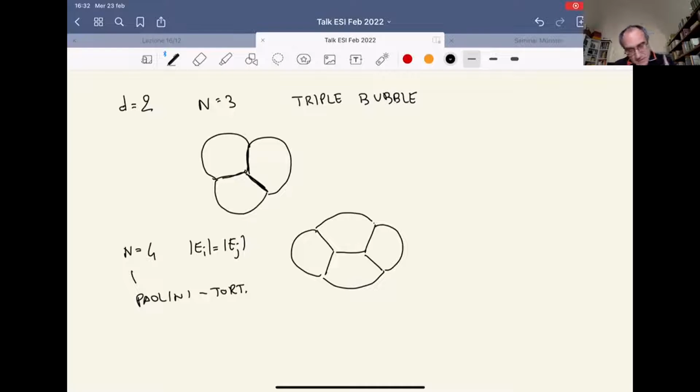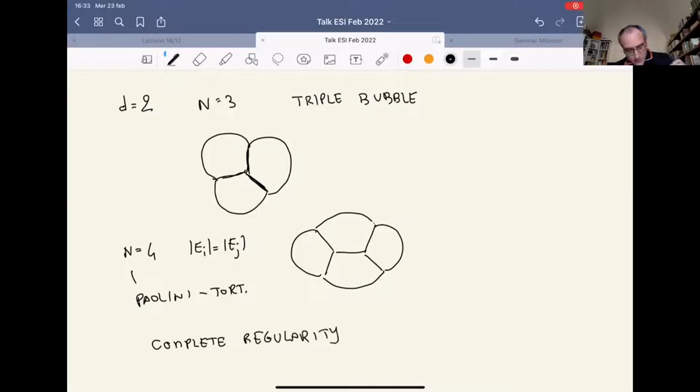And something else: when d equals 2, the shape and regularity are more or less well known, because every minimizer, for every number of chambers and every volume, is just made by a connected union of arcs of circles. So there is a complete regularity here.